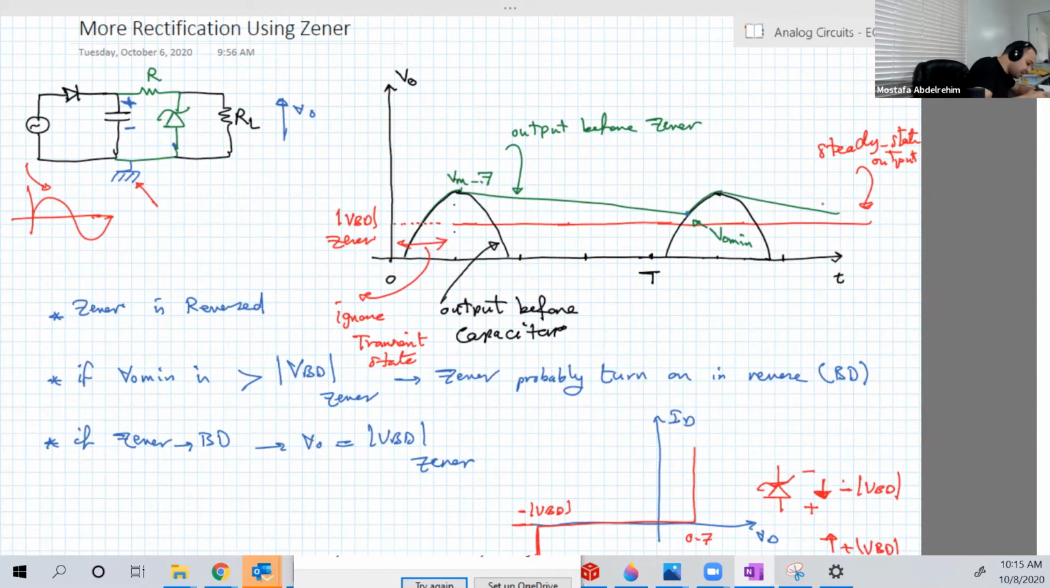So all that portion here, let's draw it, yeah. All that portion is lost, by the way. And that's not good. But on the positive side, we get a very steady state, very constant DC at the output. But we lost some power, that's for sure.